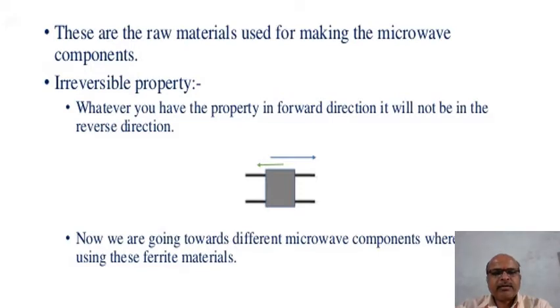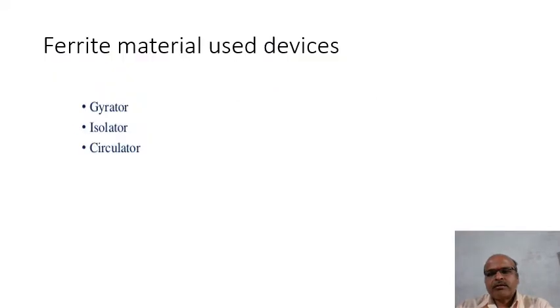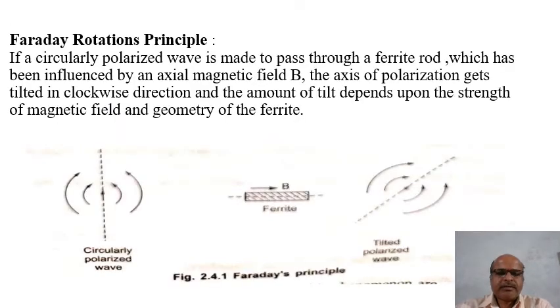So what is meant by irreversible? Whatever property you have in the forward direction, it will not be in the reverse direction. It has an irreversible property. Now we are going to tour different micro components where these ferrite materials are used. The devices using ferrite materials are generally gyrator, isolator and circulator. All these three devices operate using this ferrite material, and they operate on a basic principle, that is the Faraday rotation principle.